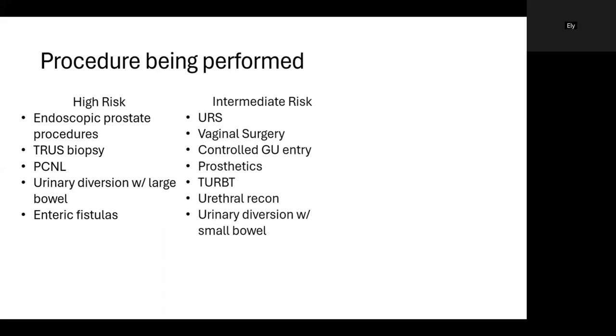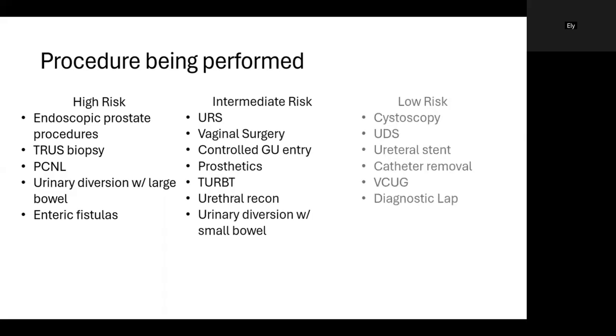And we should also take into account patient risk factors as well. And then we have relatively low risk procedures, include things like cystoscopy, urodynamics, stent exchanges, catheter removals, VCUGs, and diagnostic laparoscopies, where in some of these cases we might not even have to consider antibiotic prophylaxis at all. This is kind of just another lens of viewing the procedure to see if we really should be considering antibiotic prophylaxis versus maybe not.